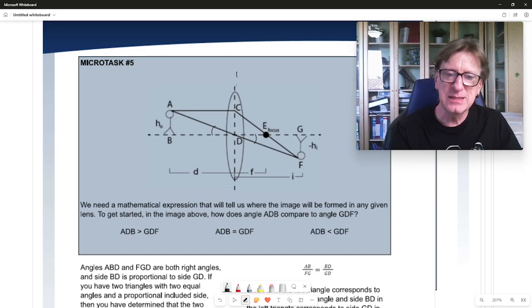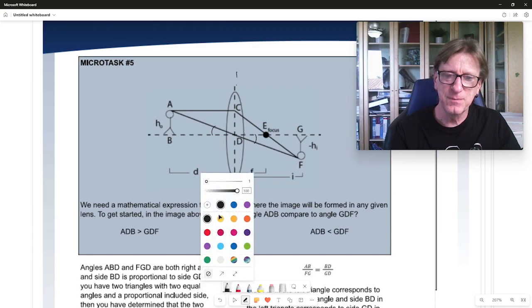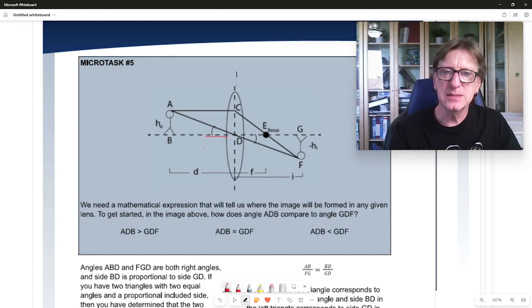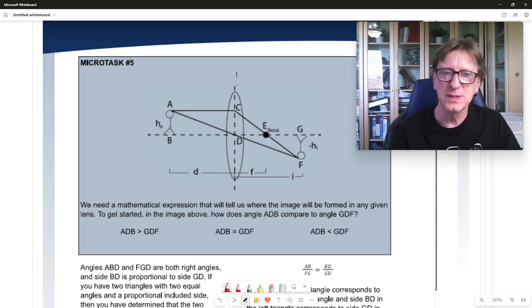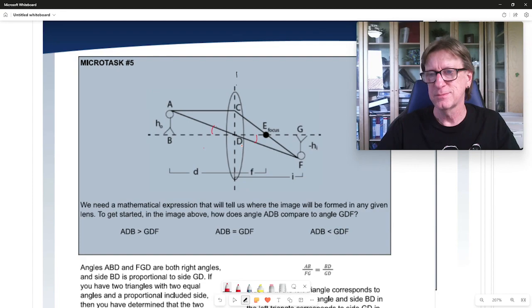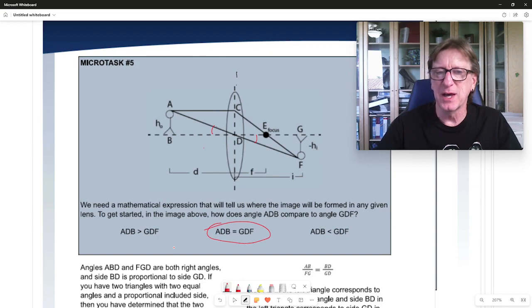Well, let me switch to red here. Since this is perpendicular to each other, right? Then I have alternate interior angles here. And anytime I have alternate interior angles, there is a geometry proof that says those angles are going to be equal to each other. So these two angles have to be equal to each other. And that kind of makes sense if you think about it, right?